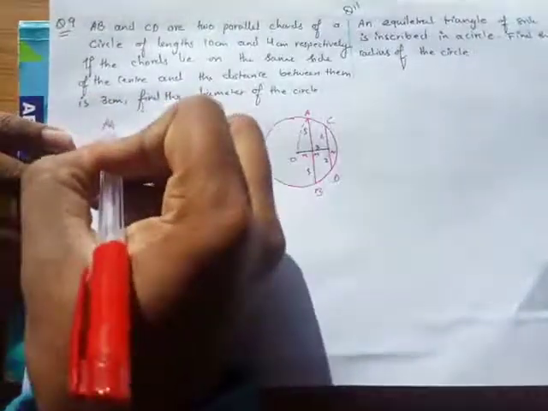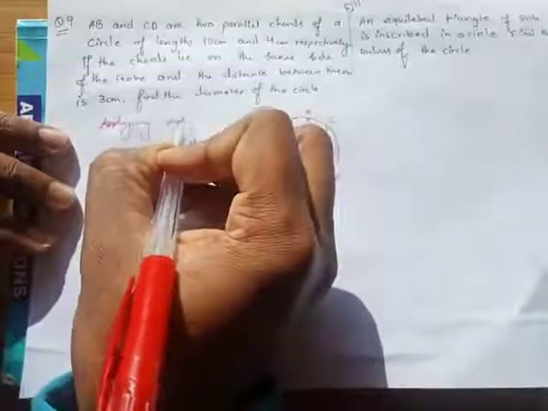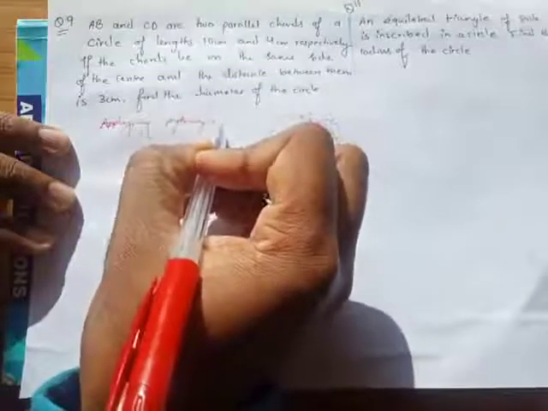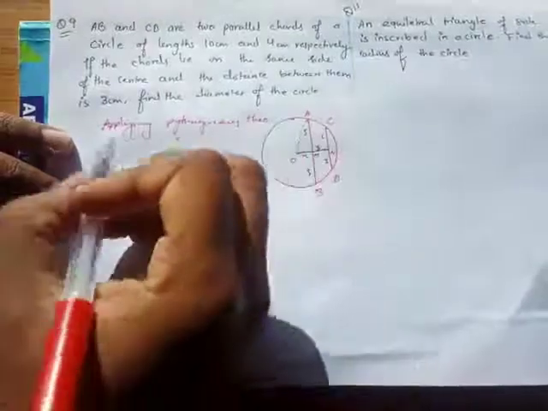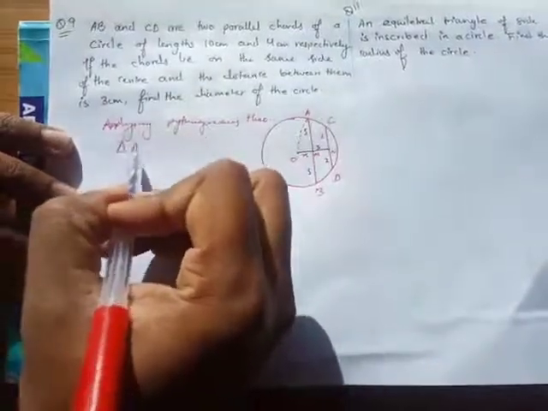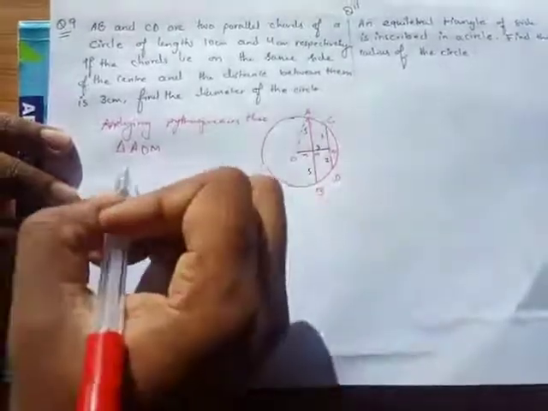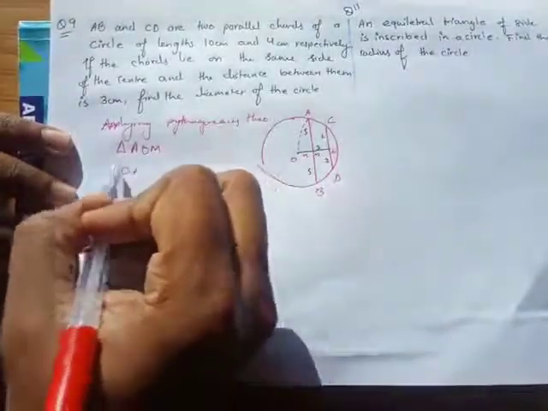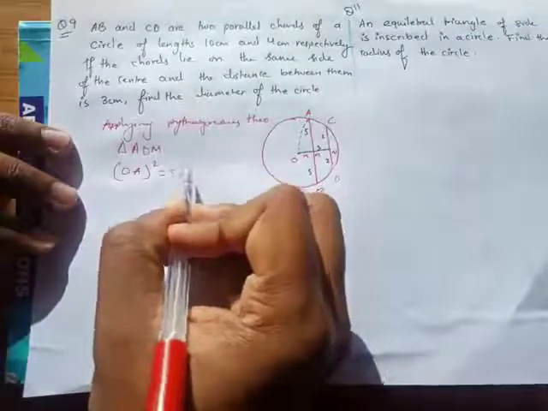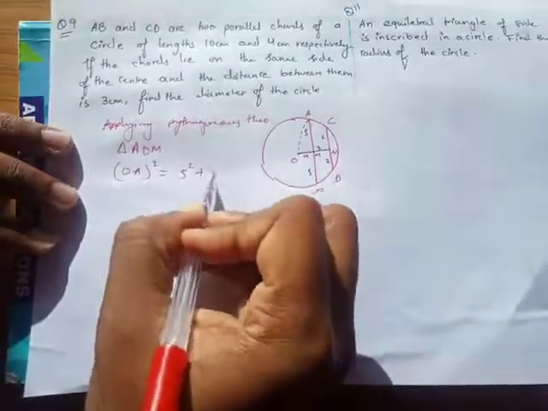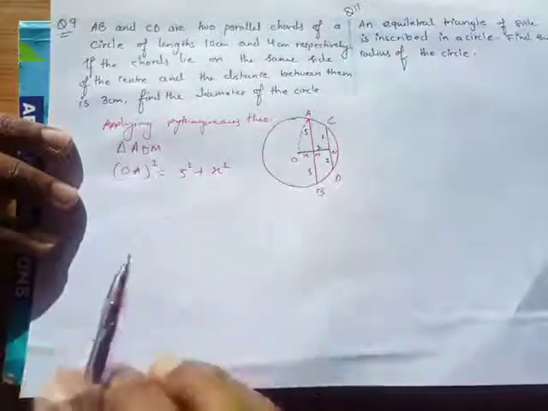So applying Pythagoras theorem in triangle AOM, it looks like OA squared is equal to 5 squared plus x squared. Is that okay? 5 squared plus x squared.